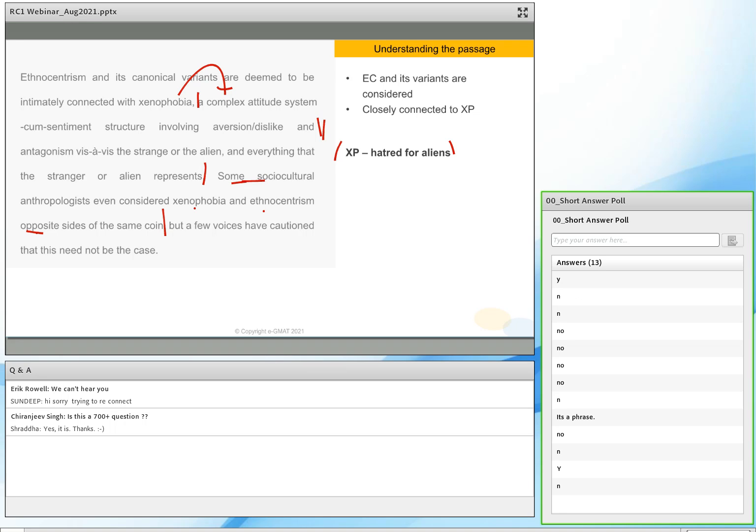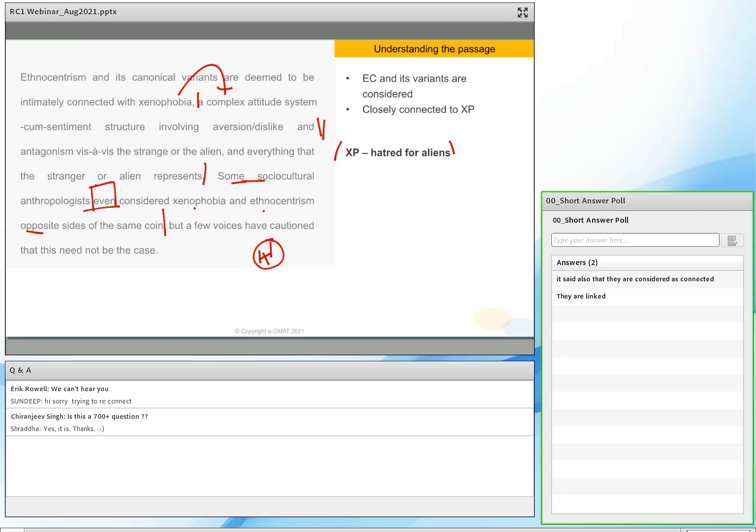Because think about opposite sides of the same coin. When you have a coin, say this is a coin. If you just take a coin and look at it, by definition, you will have a head, you will also have a tail. Or in other words, one cannot exist without the other. This is what we call coexistence. If you take a typical coin, there will be a head, there will also be a tail. You cannot have one without the other. That's the point.